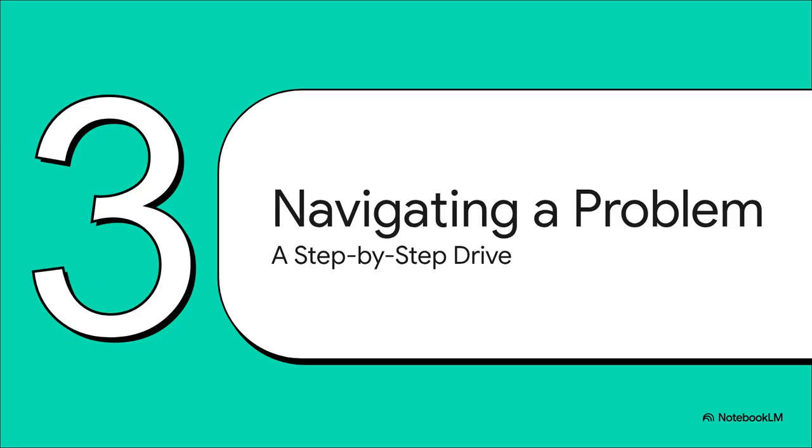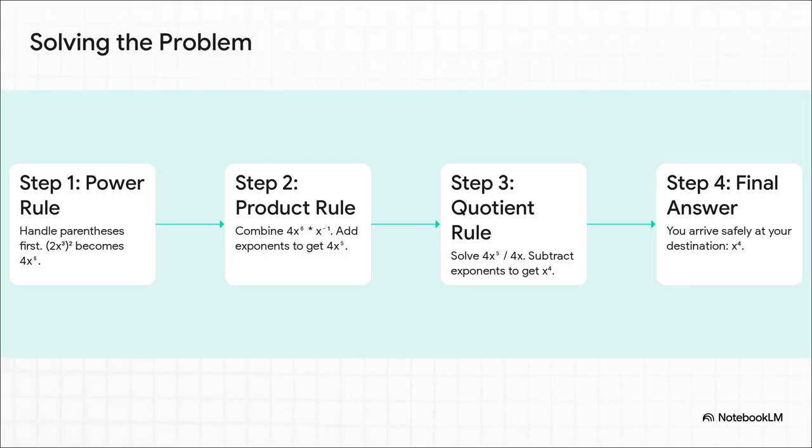So now, you've got the controls down, and you know how to read the signs. It's time to put it all together. Let's go for a drive. We're going to go all the way back to that scary-looking problem from the beginning, and we're just going to navigate it together, one simple turn at a time. Okay, let's just take this piece by piece. Look at step 1. First road sign we see, parentheses. So we use the power rule. 2 squared is 4, and x cubed squared is x to the 6th.